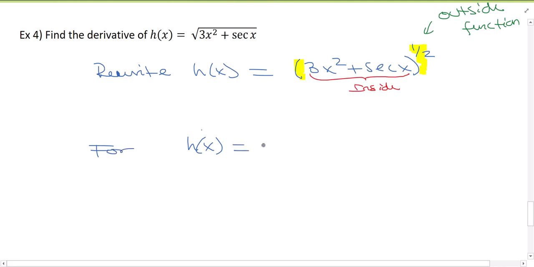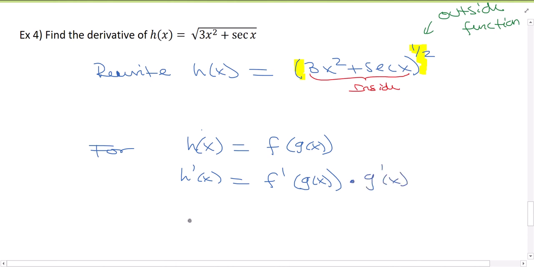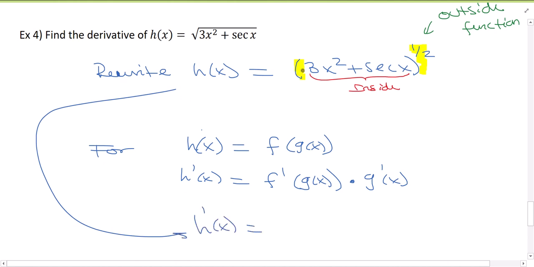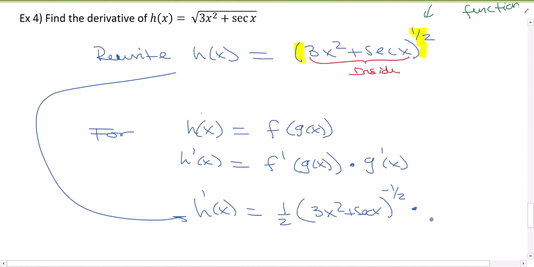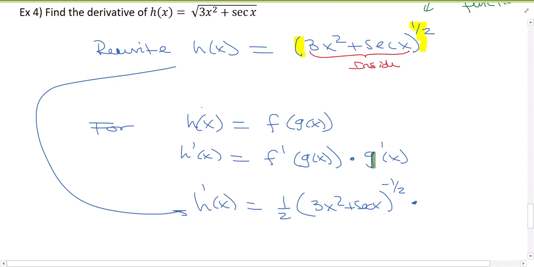So the chain rule says for h of x equals f of g of x, h prime of x is f prime, the derivative of the outside, the inside left alone, times the derivative of the inside. So for our particular function then, h prime of x is the derivative of the outside. So how do you take the derivative of something to the 1/2? So it'll be 1/2, the inside left alone, and then reduce the power by 1. So 1/2 minus 1 is negative 1/2. The inside is left alone. And then times, now I do the derivative of the inside.